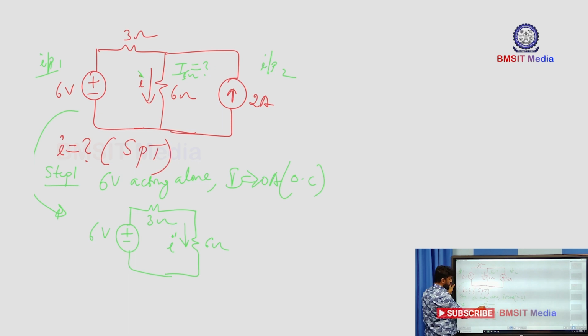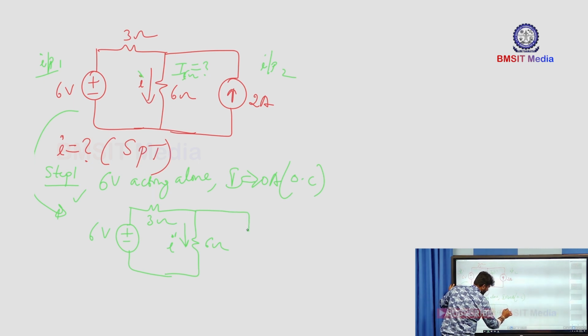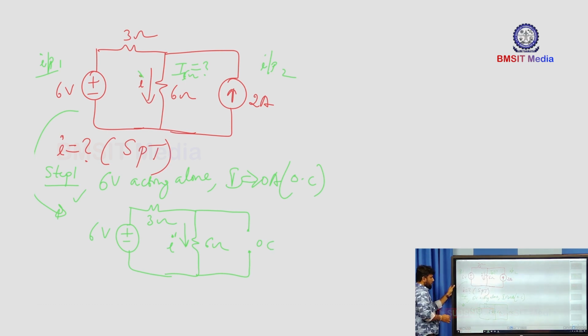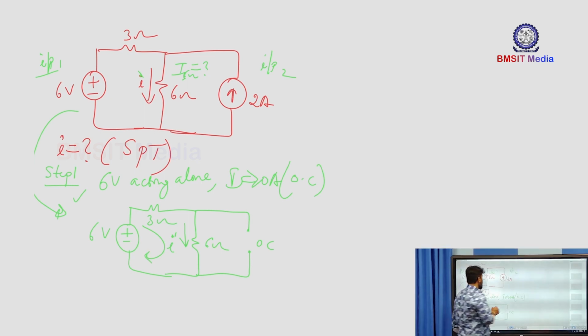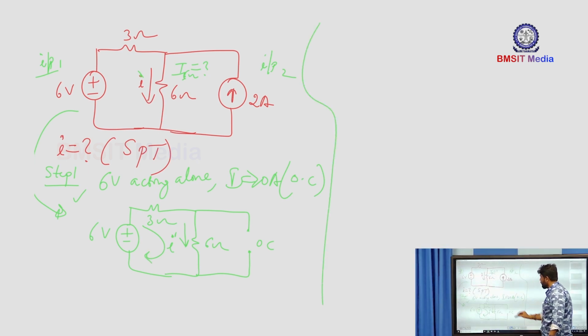So, now I dash I am just calling in presence of just the 6 volt source acting alone. So, the current source you make it an open circuit. This is the open circuit part, that is the current source. Now you just find out what is I dash here. You can use a simple Ohm's law to find out what is I dash here.